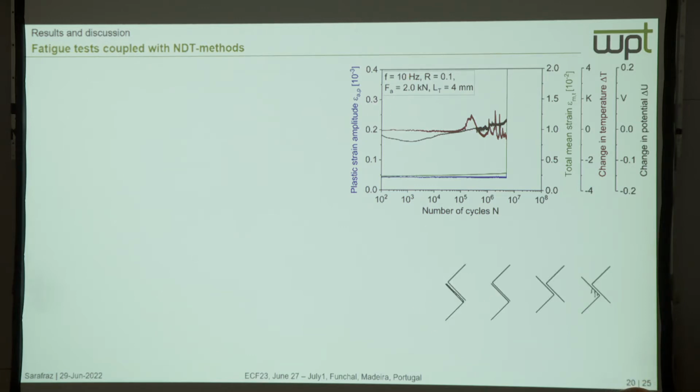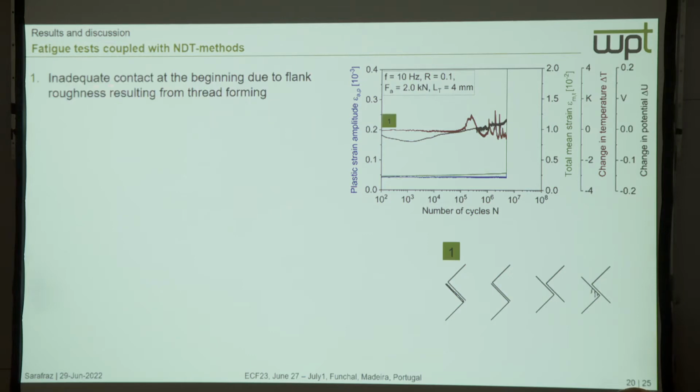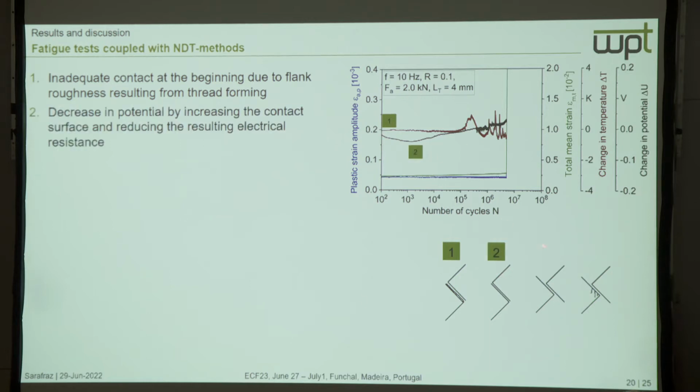At first, we have inadequate contact at the beginning due to flank roughness resulting from thread forming, so we have an increase in change in temperature. After that, in the second step, there is a decrease in potential by increasing the contact surface and smoothing the roughness, reducing the electrical resistance, so we reach the minimum value.